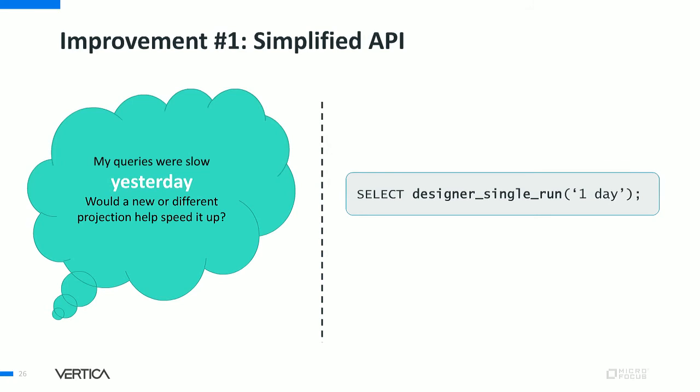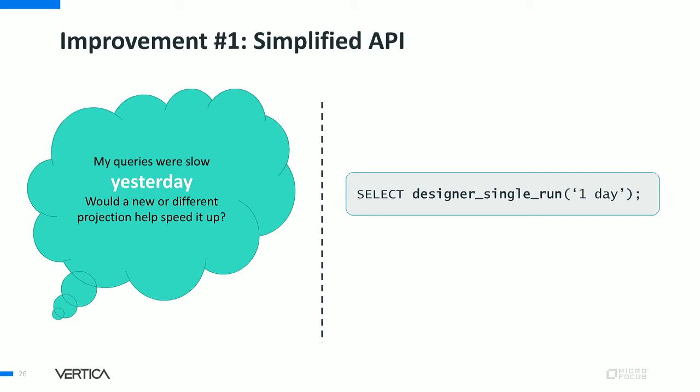In 10.0, Vertica supports a new simplified API to run DBD easily. There will be just one function, designer single run, and one argument: the interval that you think your query was slow. In this case, the user complained about it yesterday. So what this user needs to do is just specify one day as the argument and run it.